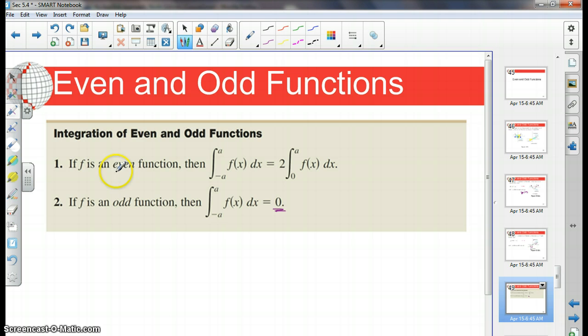So here's the definition for even functions. Instead of going from negative a to a, we'll just start at 0 because we know of symmetry at the axis, and we'll double that area. And if it's an odd function, we know that the positive area will cancel out with the negative areas.